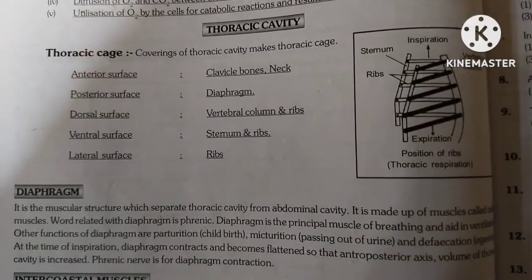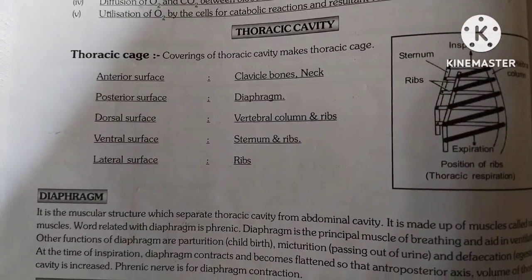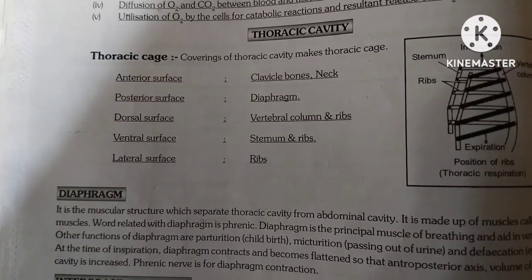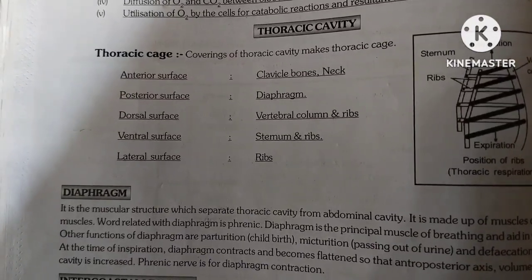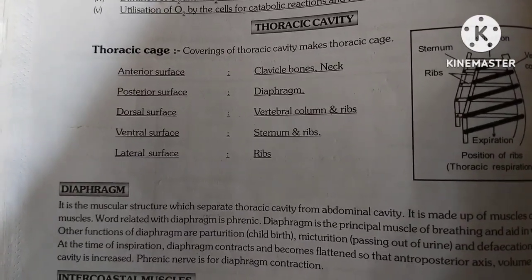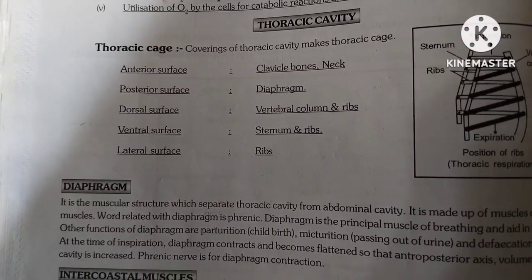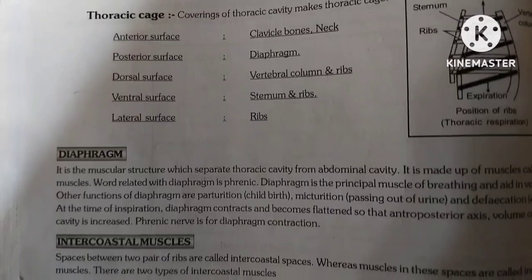Thoracic cavity. The covering of the thoracic cavity makes the thoracic cage. Anterior surface: clavicle bones, neck. Posterior surface: diaphragm. Dorsal surface: vertebral column and ribs. Ventral surface: sternum and rib. Lateral surface: ribs.